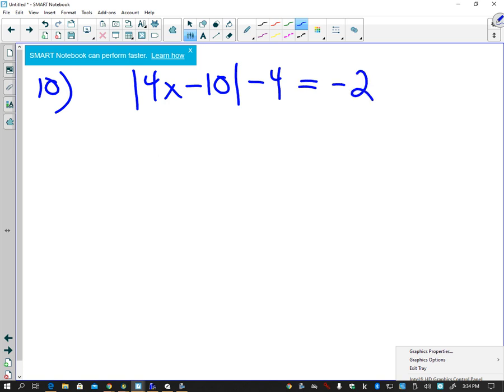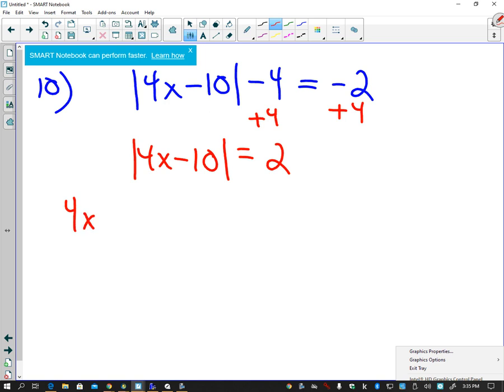we're going to set that equal to negative 2. Okay, so remember the very first thing we have to do is isolate the absolute value. So we're going to add 4 to both sides. So before you get too worried about an absolute value equaling a negative, we see that the absolute value of 4x minus 10 actually equals 2, so that's not a problem. Now we have to find both solutions. So we're going to say 4x minus 10 equals positive 2, and 4x minus 10 equals negative 2. And then solve for both of those.